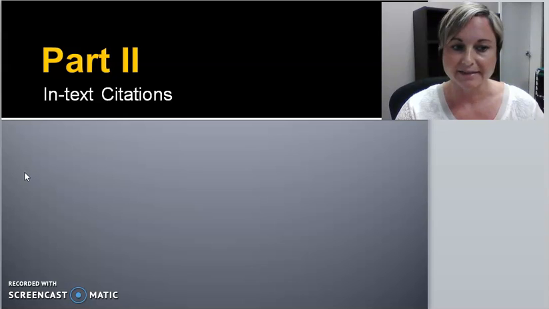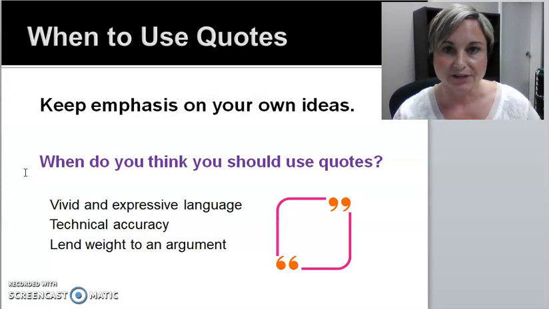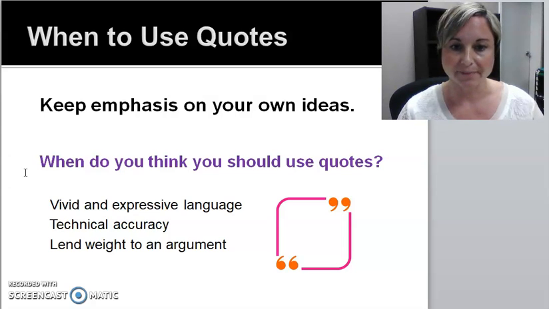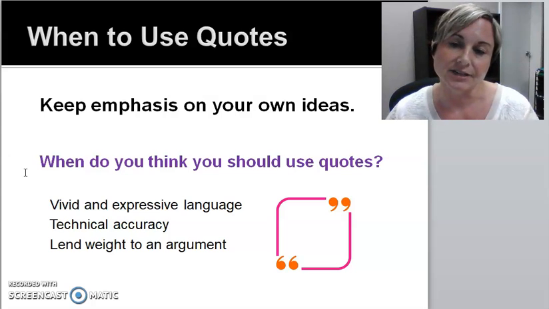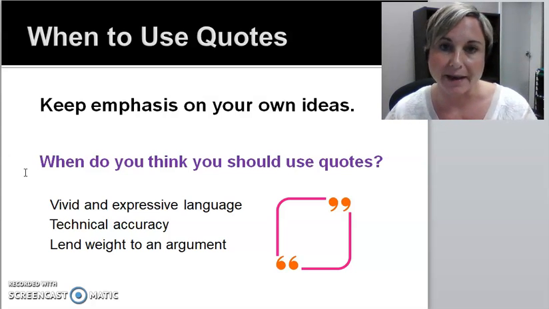Next, we want to talk about in-text citations. So with in-text citations, you do want to provide those in your papers, your research papers. Here's just a few reasons why. The quote itself might have vivid and expressive language. You couldn't have said it better, so you want to use that person's words. It might be a technical document, so for technical accuracy, you use the author's words. It also might be that that person's article or book lends weight to your argument, so you would want to use that to boost your credibility. However, you still have to keep most of the paper in your own words, right? We're interested in what your ideas are, and then the citations are just to enhance your ideas and back up your ideas.